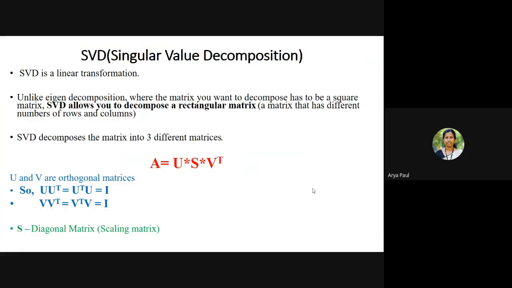So next we will focus on singular value decomposition. This term, singular value decomposition, or SVD, you might be hearing for the first time. You might not have studied SVD in your mathematics class. SVD, or singular value decomposition, is a linear transformation. Just like your eigenvalue decomposition, this is also a linear transformation.